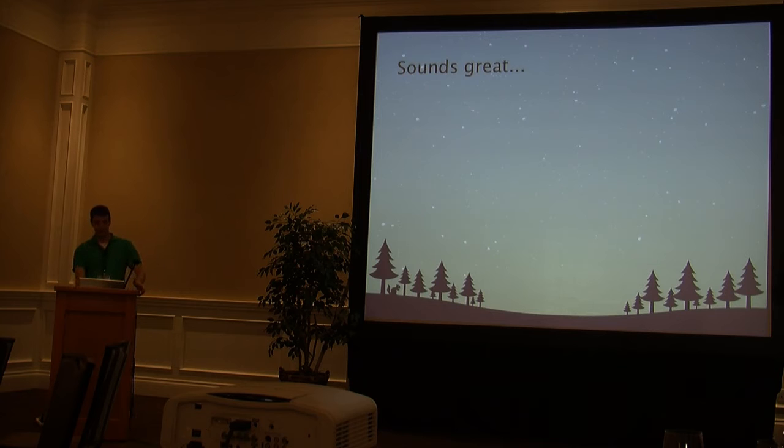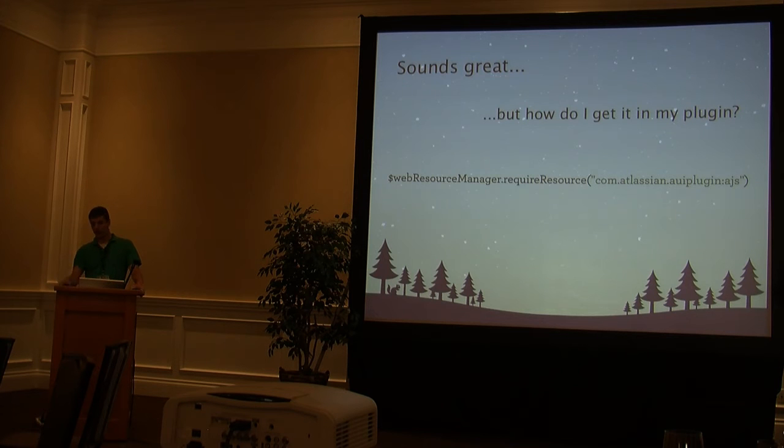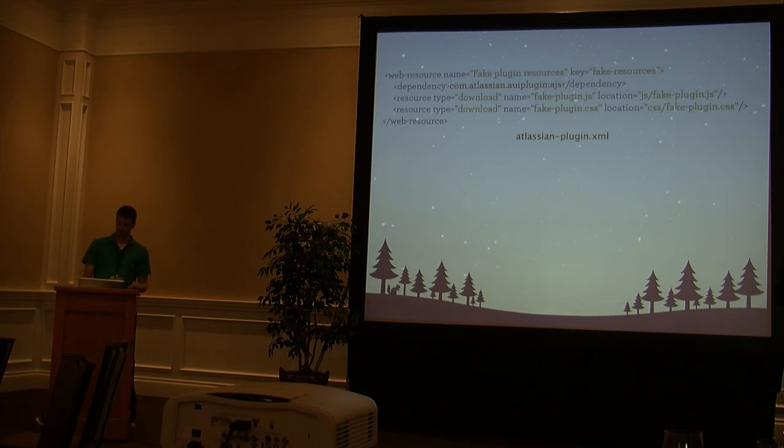So, you might be thinking it sounds great, but how do I get this in my plugin? You've seen some of this before in some of the earlier talks. But all you need is to require the AUI plugin resource. So in your velocity file, say, Web Resource Manager, you require com.atlassian AUI plugin, the AJS stuff, and you'll get all of the JavaScript and all of the CSS with that.